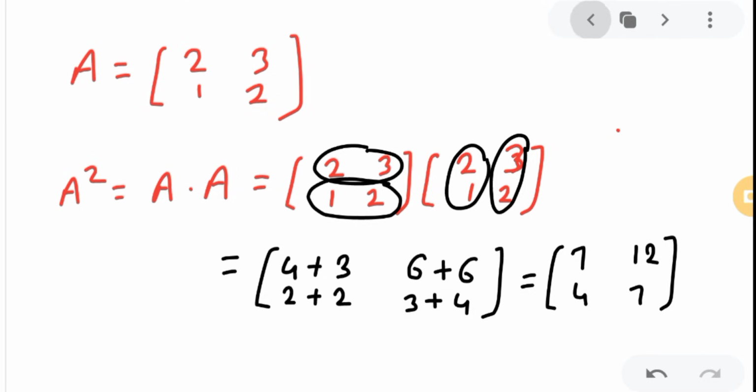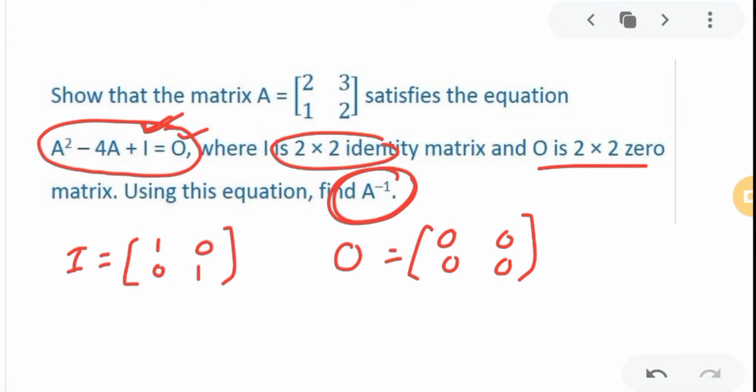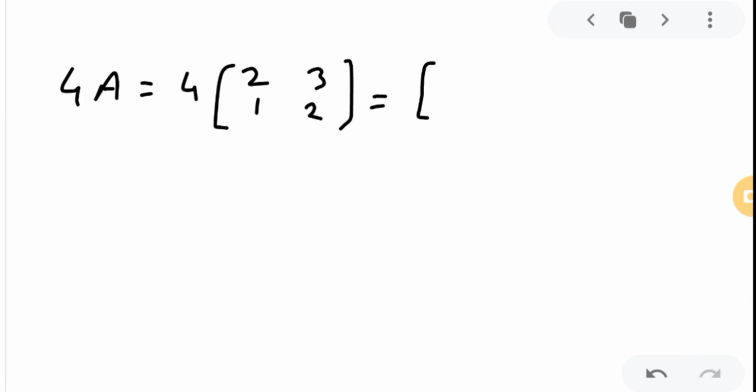Now this is 4A. So 4A I can also calculate easily, correct? 4A means 4 into matrix A, and matrix A is nothing but [2 3; 1 2]. I will just multiply 4 to each element. So 4 into 2 is 8, and then 4 into 3 is 12. Similarly 4 into 1 is 4, and 4 into 2 is 8, correct? So this is our 4A.